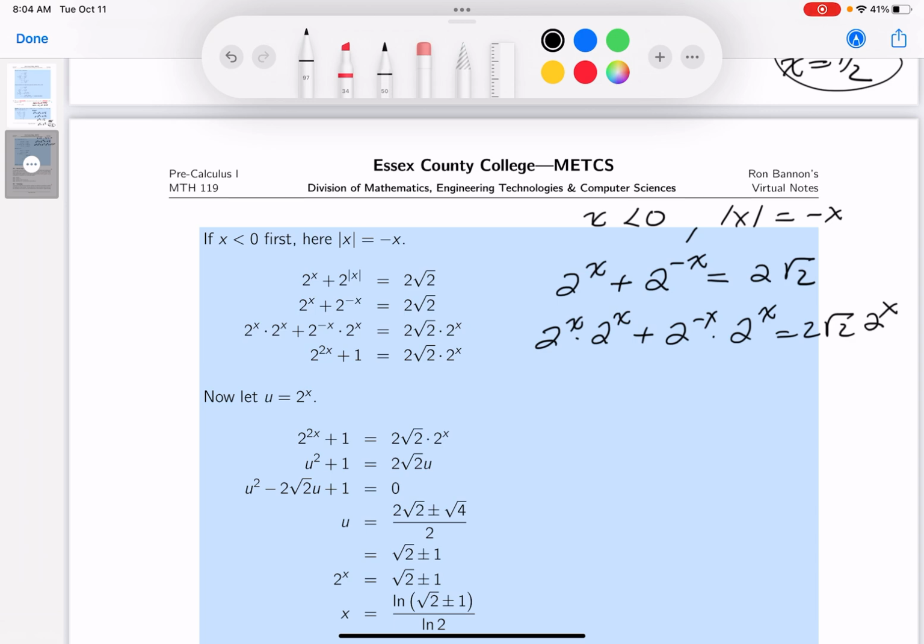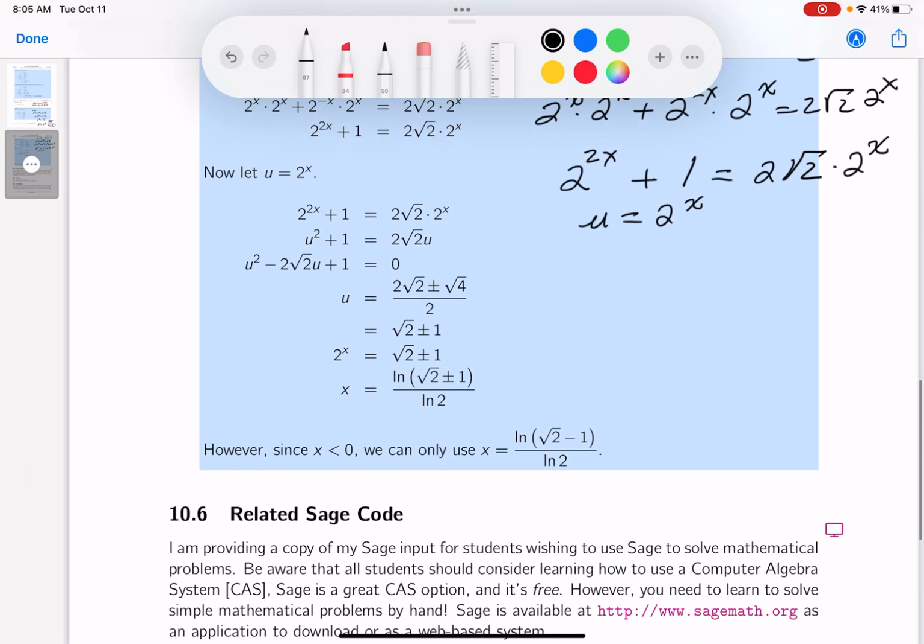And what do you have here? Well, the first term you get 2 to the x plus x, which is 2x. The next term is going to be 2 to the minus x plus x, which is 0, but 2 to the 0 is going to be 1. And this is 2 root 2 times 2 to the x. All right, I'm making a substitution now to make it easier for me. I'm going to say u is equal to 2 to the x. All right, let's keep moving.